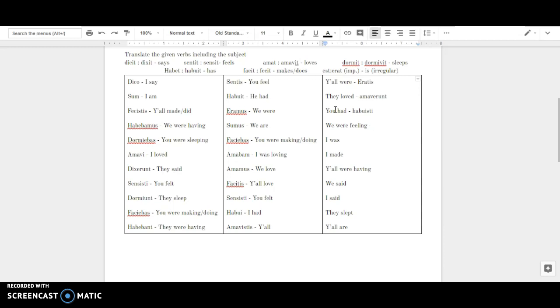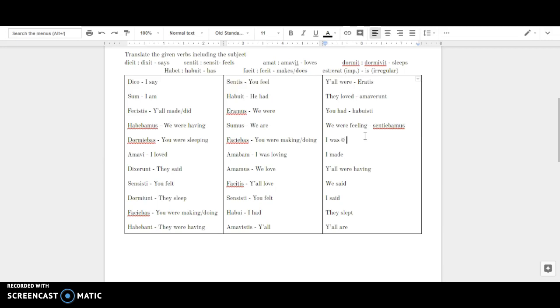We were feeling, so we take sentit, since it's were blanking, that makes it imperfect. We'll take off that T there. It'll actually grow an E. That's something we'll talk about soon. You don't have to worry too much about it. If you just get senti for this as your stem, that's fine. And the we were comes from bamus, the imperfect first person plural ending.